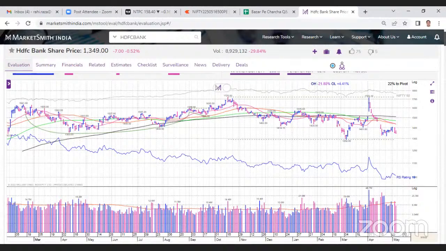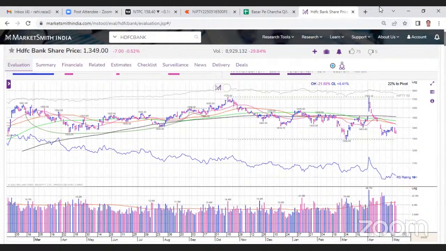Of course, if I talk about the short-term trading point of view, an opportunity may arise on any particular day, but at the same time, at the current juncture, there is no short-term trading opportunity to explore on this particular chart.